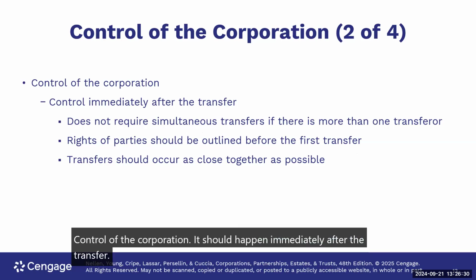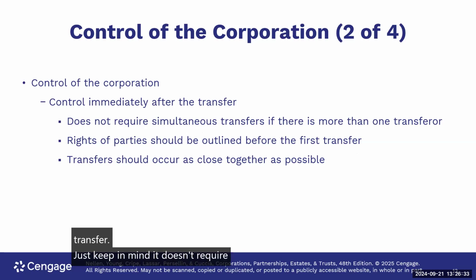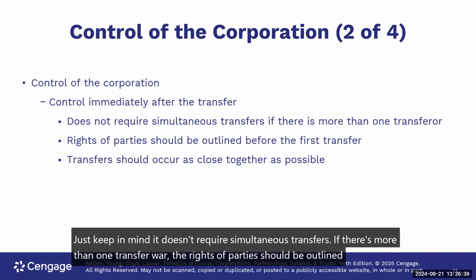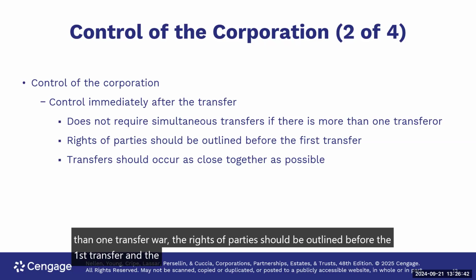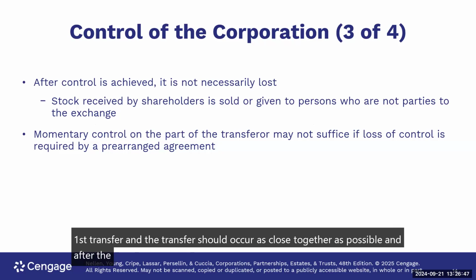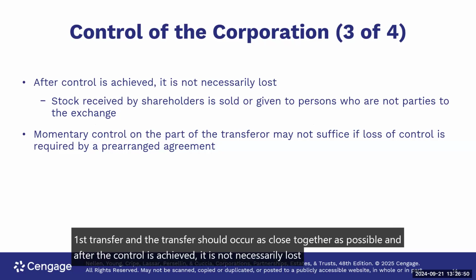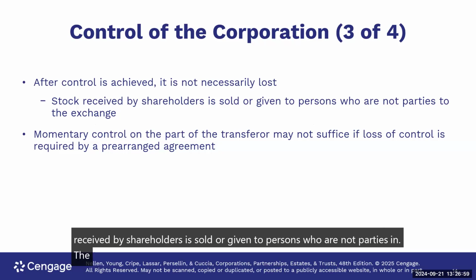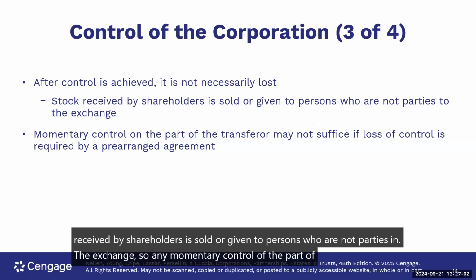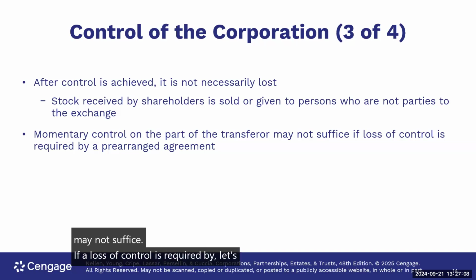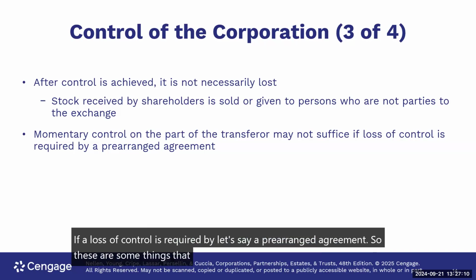Just keep in mind, it doesn't require simultaneous transfers if there's more than one transferor. The rights of parties should be outlined before the first transfer, and the transfers should occur as close together as possible. And after the control is achieved, it is not necessarily lost. So any stock that's received by shareholders is sold or given to persons who are not parties in the exchange. Any momentary control on the part of the transferor may not suffice if loss of control is required by, let's say, a pre-arranged agreement. So these are some things that you must keep in mind.